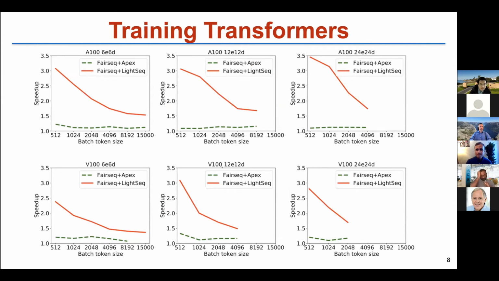This is the same plot, but we plot it in terms of speedup compared to the basic PyTorch. FairSeq is a PyTorch library specifically designed for sequence learning. If you combine FairSeq with the Apex library, which is again developed by NVIDIA for quantization, it can achieve a little bit of speedup. But if you combine FairSeq with LightSeq together, you can achieve almost 3 times the speedup in terms of training.